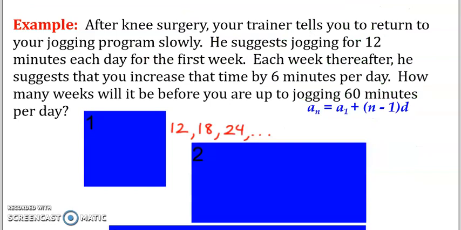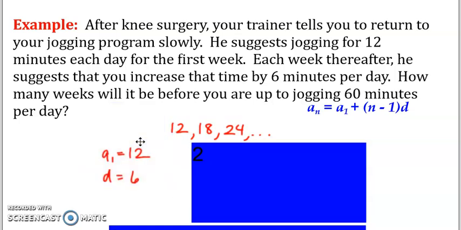Next step. After a knee surgery, your trainer tells you to return to your jogging program slowly. He suggests jogging for 12 minutes each day for the first week. Every week thereafter, increase by 6. So we'll go 12 minutes, and then 18 minutes, and then 24 minutes. How many weeks will it be before you're up to jogging a full 60 minutes? So how long will it take us to jog basically for an hour? That sounds like my personal nightmare.